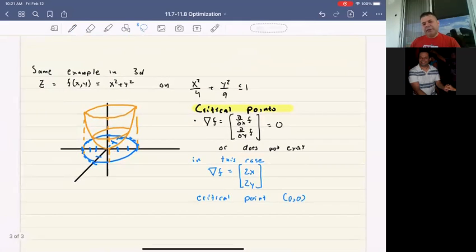Okay. Now let's not talk about the second derivative just yet. We'll get there. But let's talk about the boundary. So the boundary is given by this ellipse. Okay? So what we're going to do, we're going to have to look at what happens on the boundary.